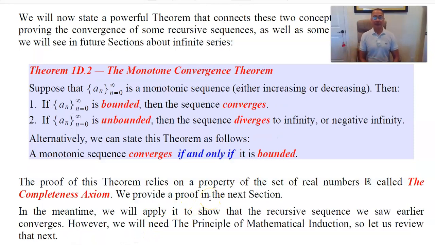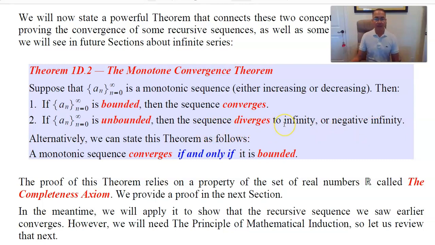All right, so here is the Monotone Convergence Theorem, which is part of the title of our video, and the title of this section. Suppose that a sub n, n from 0 to infinity, is a monotonic sequence. It is either increasing or decreasing. Then, if the sequence is also bounded, then the sequence converges. However, if the sequence is unbounded, then the sequence diverges to infinity or diverges to negative infinity.